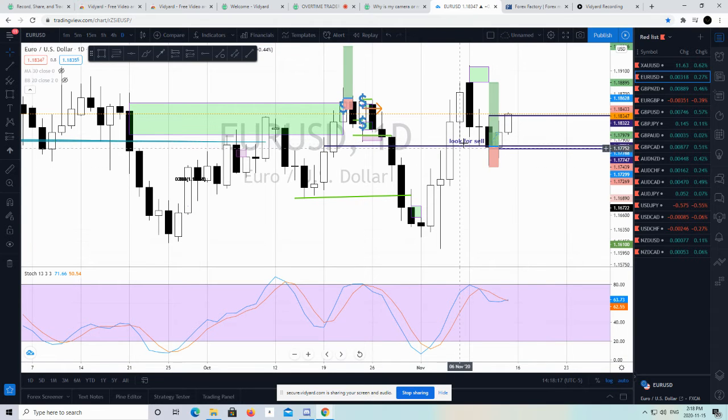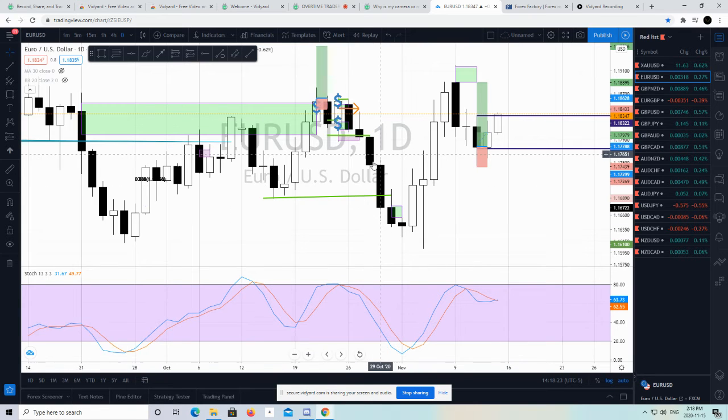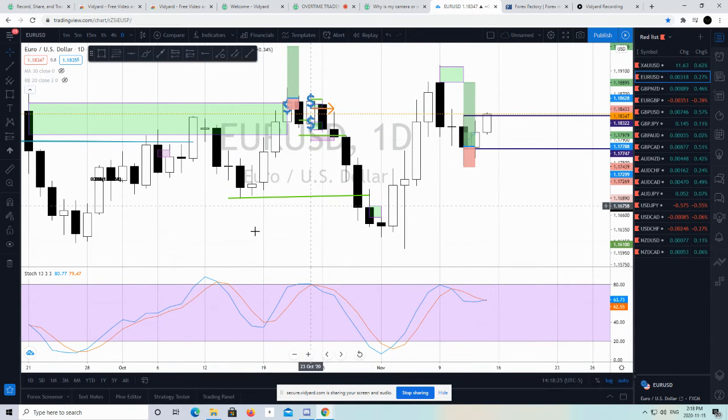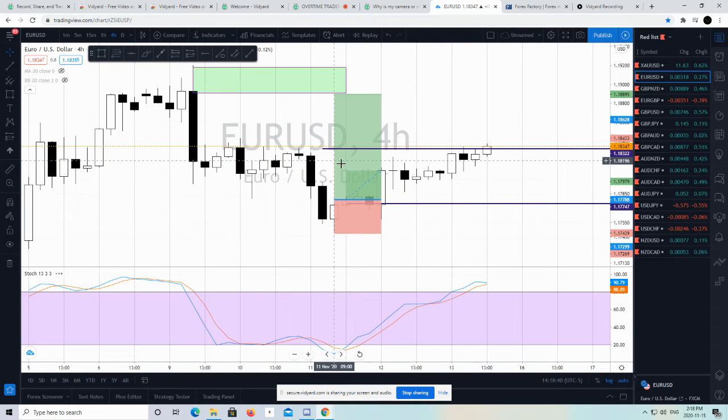Okay, so Euro USD. Also, let's see here. Right now we're definitely on a retracement. High, high, low, high. We're looking now. Last week I took a trade here. I took a trade here.